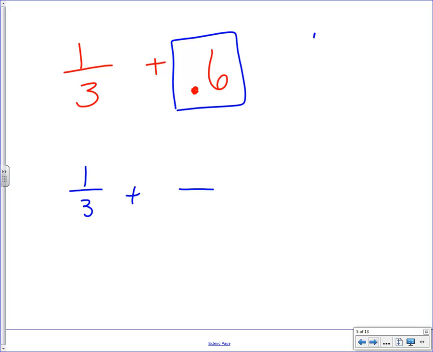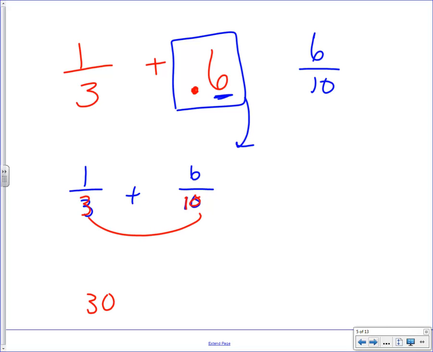So what do I see? I see 6, and this is the 10ths position, so 6/10. 6 over 10 is my final fraction after I changed it out of the decimal form. Okay, so I need to add, and for me to be able to add, I have to have a common denominator. Remember, the denominators have to match when you add and subtract, and so I have a 10 here and a 3 here. So I need to multiply them together and I get 30.